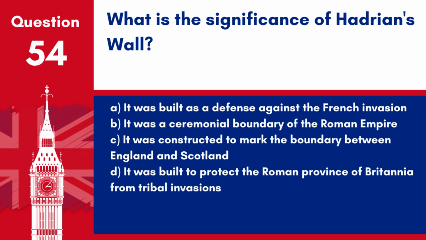Question 54. What is the significance of Hadrian's Wall? A. It was built as a defence against the French invasion. B. It was a ceremonial boundary of the Roman Empire. C. It was constructed to mark the boundary between England and Scotland. D. It was built to protect the Roman province of Britannia from tribal invasions. Answer: D. It was built to protect the Roman province of Britannia from tribal invasions. Hadrian's Wall was constructed under the orders of Emperor Hadrian around AD 122.